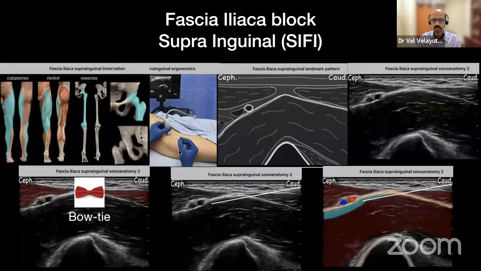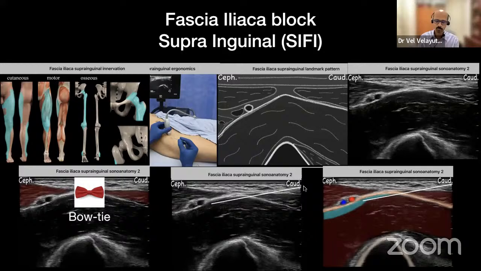So that's the idea. Again, the main nerve is going to be the femoral nerve, but you might get some others. This is fairly easy to do, and you've got less harm to the nerves because you're going underneath the fascia in the muscle. There are no nerves to harm as long as you're careful with this vessel. So that's the suprainguinal fascia iliaca block.